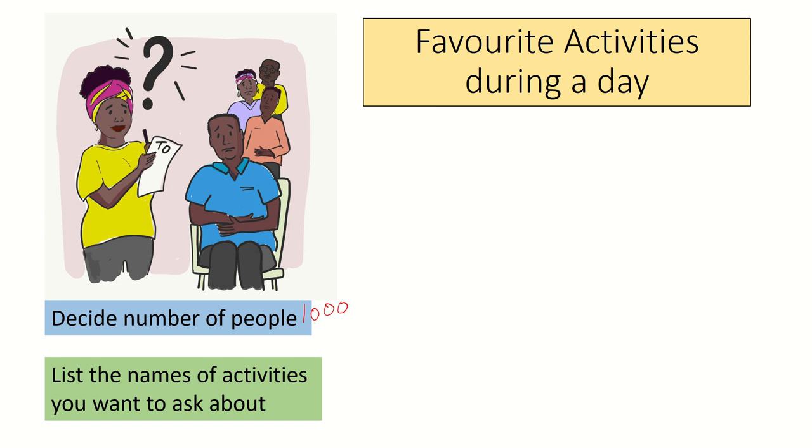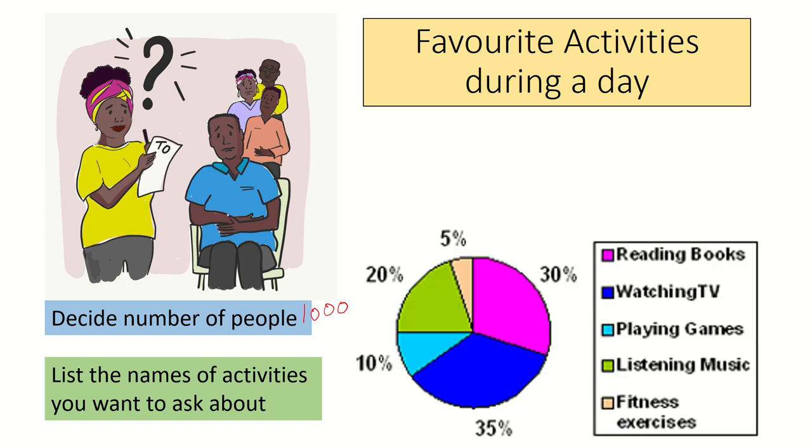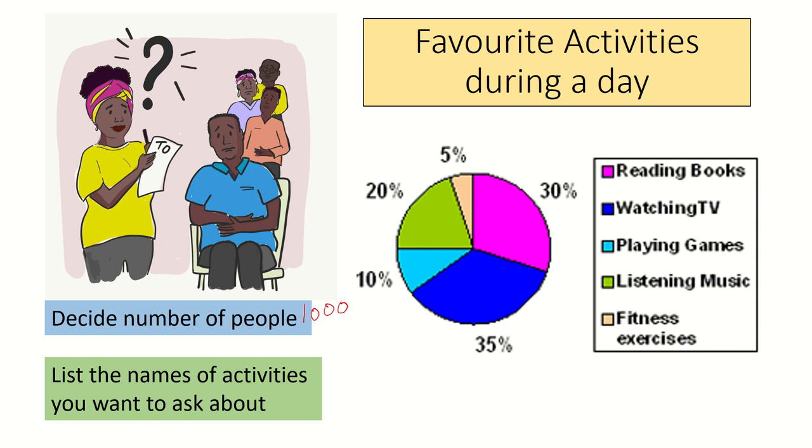So the next step is that she is going to organize it, and then she will group the data according to the names of the activity, and then finally she will represent this data in the form of some chart. Now it is very easy.